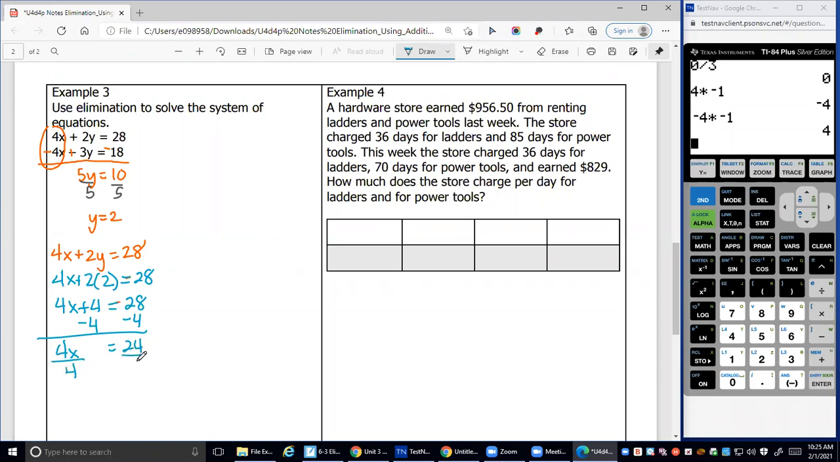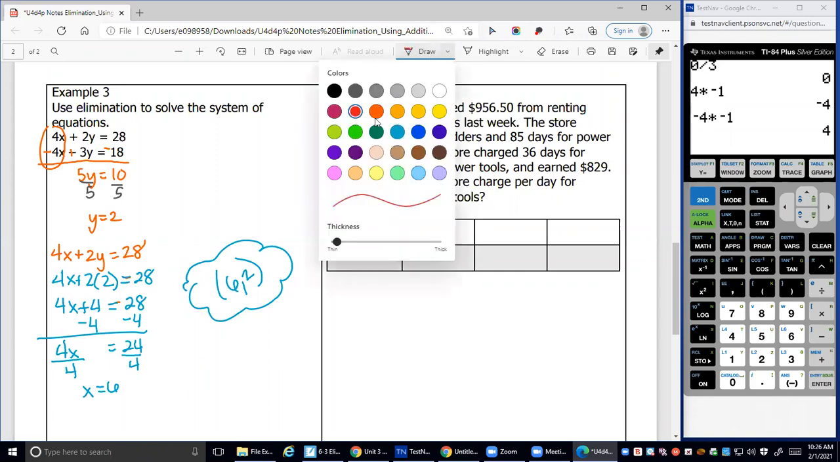Divided by 4, and x will equal 6, my friends. Ladies and gentlemen, we have 6, 2, and this is our answer. Yay! All right. Any questions? Okay, so let's go ahead and look at this last one.